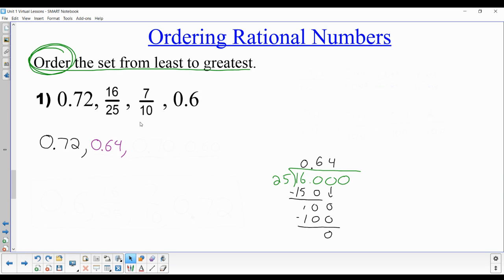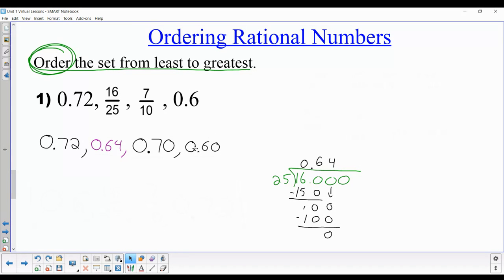7 over 10 is 7 tenths. I can just make it 7 tenths. But they must all go to the same place value, so I add a 0 to make it go to the hundredths. 6 tenths is already a decimal, but it does not go to the same place value. I add a 0 so that they all go to the hundredths place.